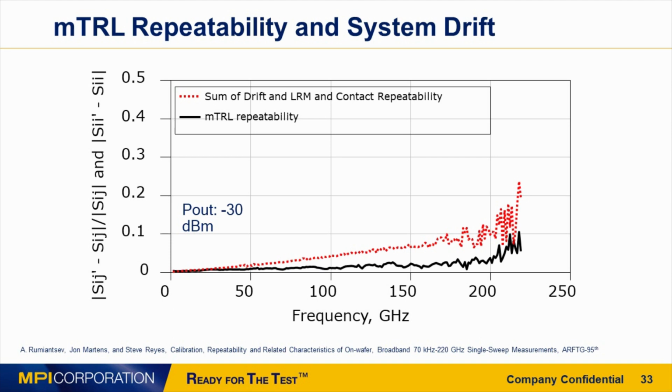The increase in the error-bound spread above 200 GHz is primarily due to degrading signal-to-noise ratio. We performed this calibration and measurements at a relatively low output power of minus 30 dBm at the flange, and that corresponds to about minus 35 dBm at the probe tip at 220 GHz. Such a power level might be needed for characterization of advanced active devices. That is why this measurement was intended to explore the boundaries of possible device characterization.